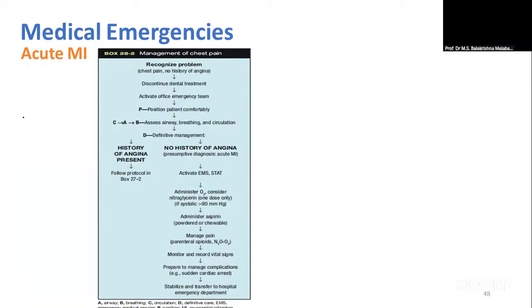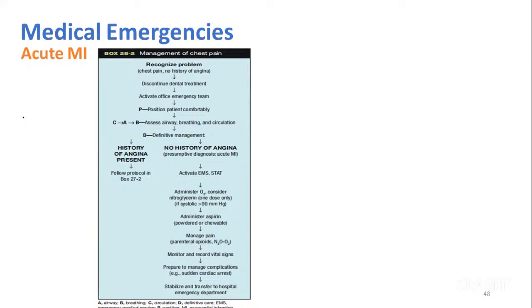So basically, the management of chest pain again. If any dental treatment is happening, you discontinue the dental treatment. And then position, A, B, C is extremely important. Then if there is a history of angina, you have to follow the protocols, right? So the sublingual nitrate tablet should be ready, the nitroglycerin spray should be ready, all those things should be ready before that. If there was no history of angina, then you have to go step by step. Again, same thing, basically.